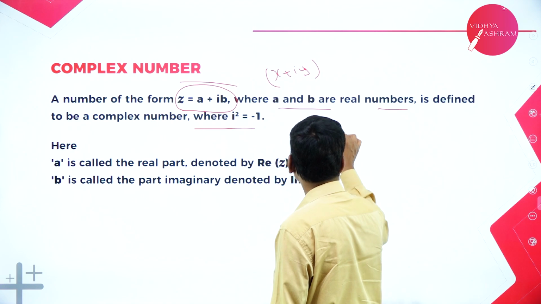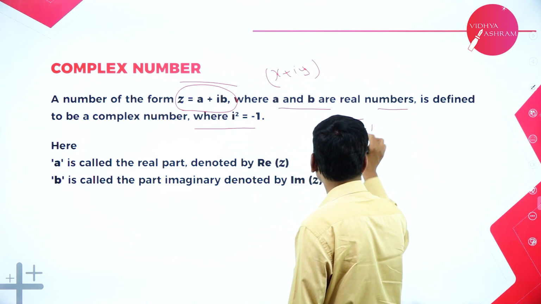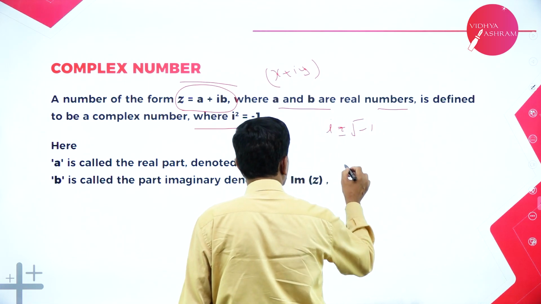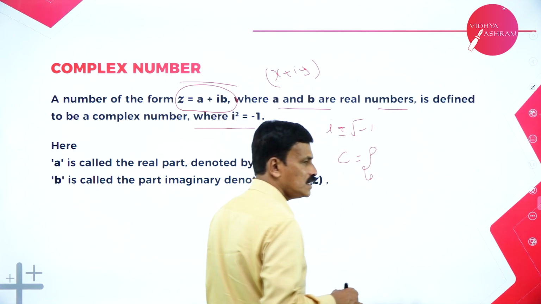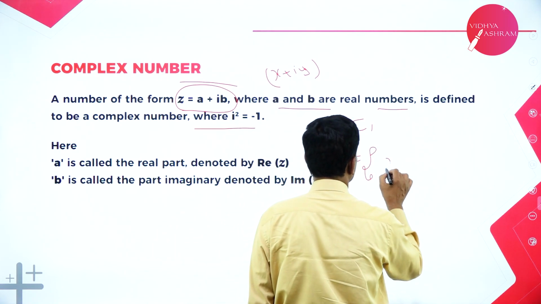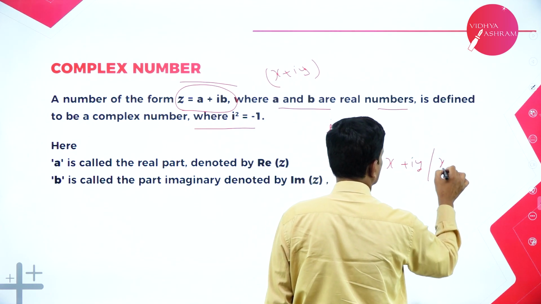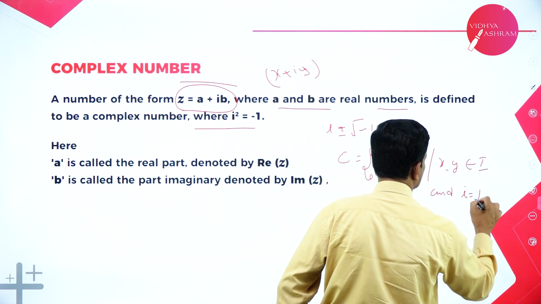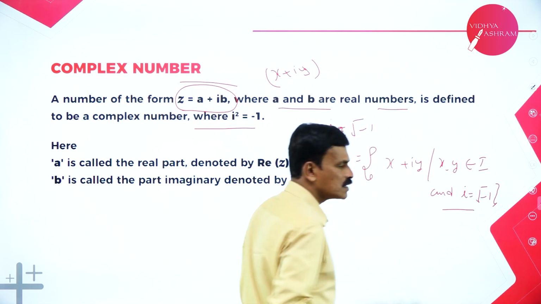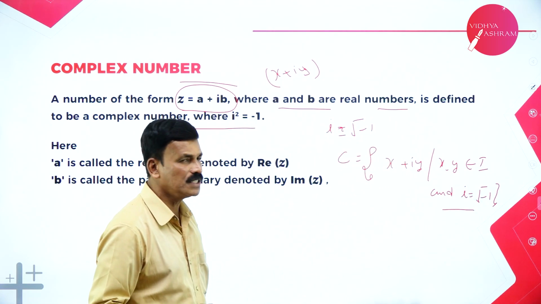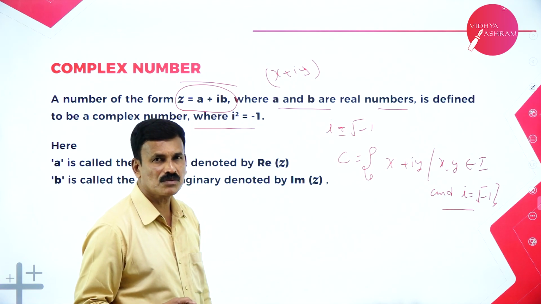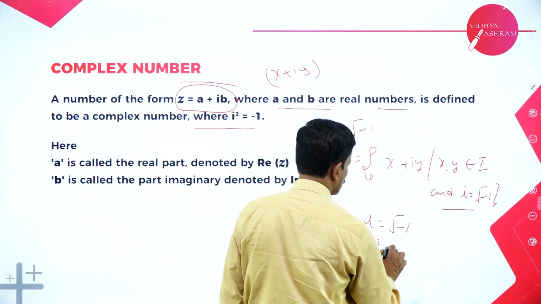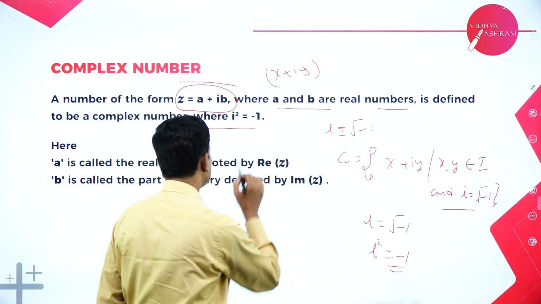So that means i is equal to root of minus 1. The value of i is an imaginary number, root of minus 1. Here the set of complex numbers is denoted as C. C is the set of complex numbers and is given by x plus iy such that x and y belong to the real numbers and i is equal to root of minus 1. This is called a complex number. So if i is equal to root of minus 1, then i square is equal to minus 1.